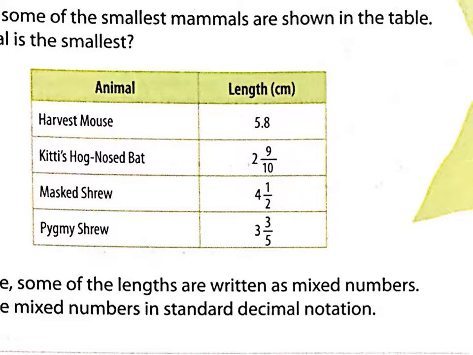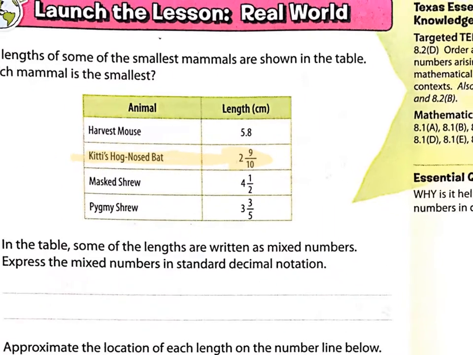So which one's smallest? The nosed bat, right? The 2 9/10 centimeter nosed bat. It's Nitz's hog. How big is like 2 centimeters? So that's pretty easy to tell.